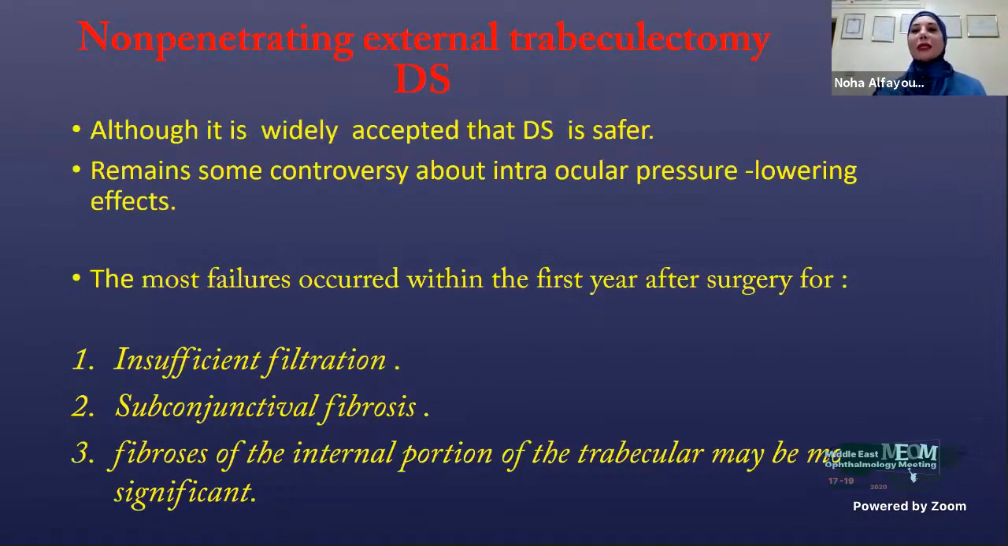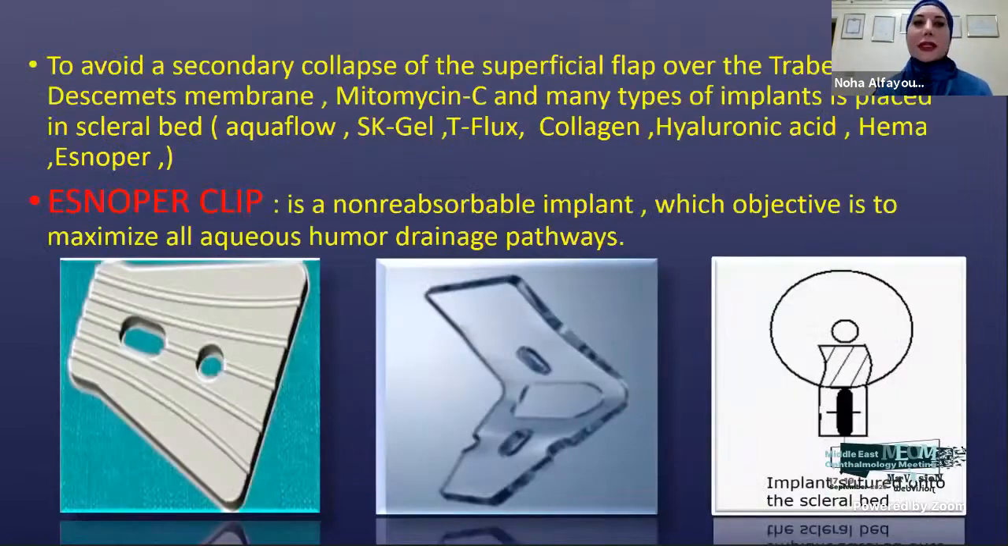Also, it's widely accepted that deep sclerectomy is safer, but some controversy remains about the intraocular pressure lowering effects. Most failures occurred within the first year after surgery, from insufficient filtration and subconjunctival fibrosis, and the most significant is fibrosis of the internal portion of the trabeculum. Avoid secondary collapse of the superficial flap over the trabeculo-Descemet membrane.